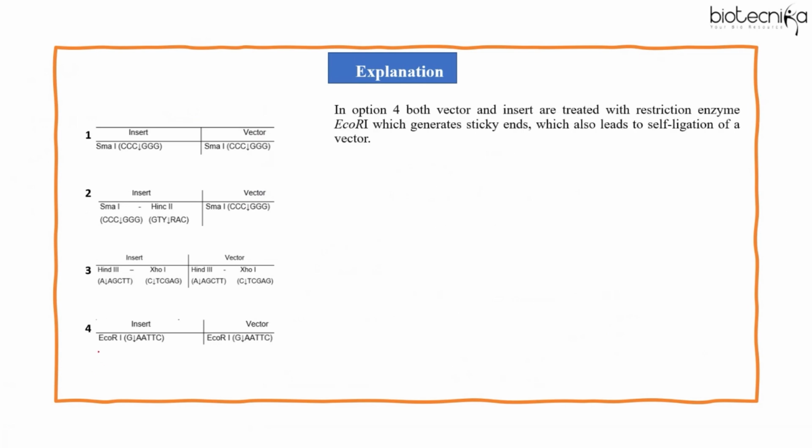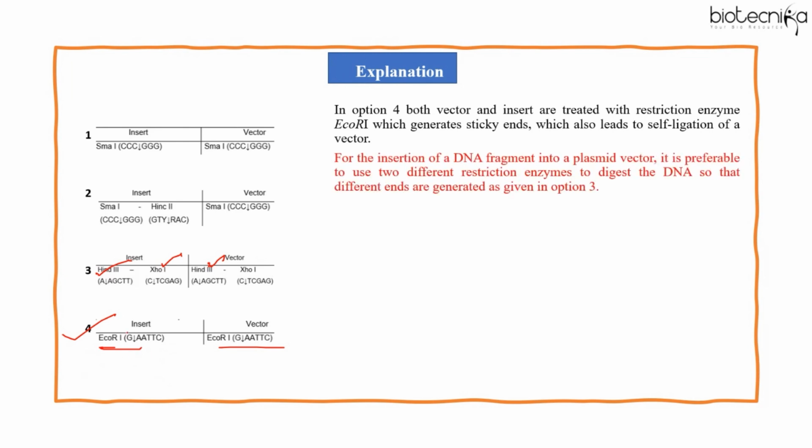Now if we see option 4, the enzyme is EcoRI, which generates sticky ends, right? You can see GAATTC. And if you see option 3, we have HindIII and XhoI, and the vector is also cut with HindIII and XhoI. Because in option 4 we are using the enzyme which generates sticky ends, as I told you, the sticky ends can stick back by transient base pairing. So it can also lead to self-ligation, right?